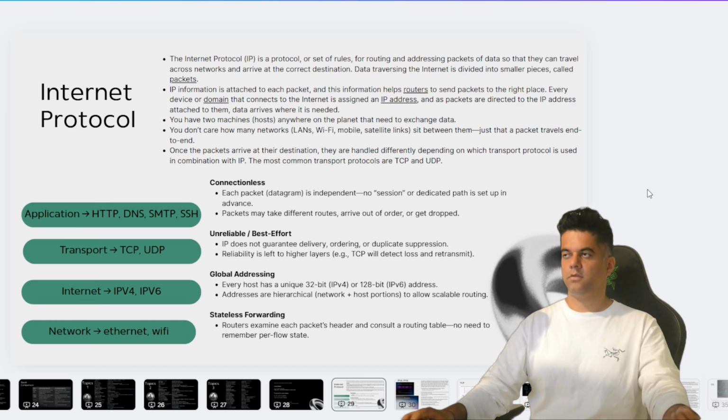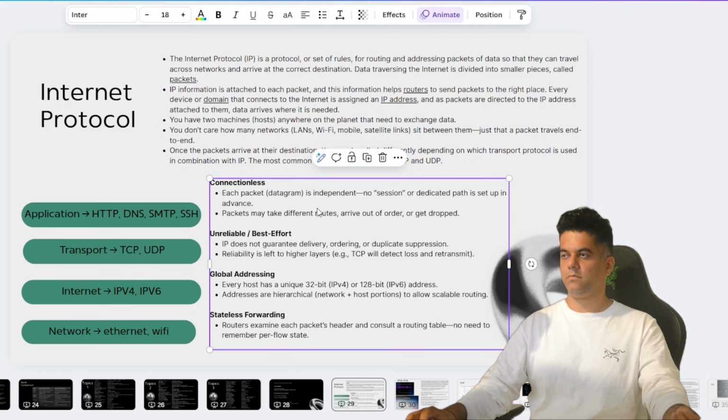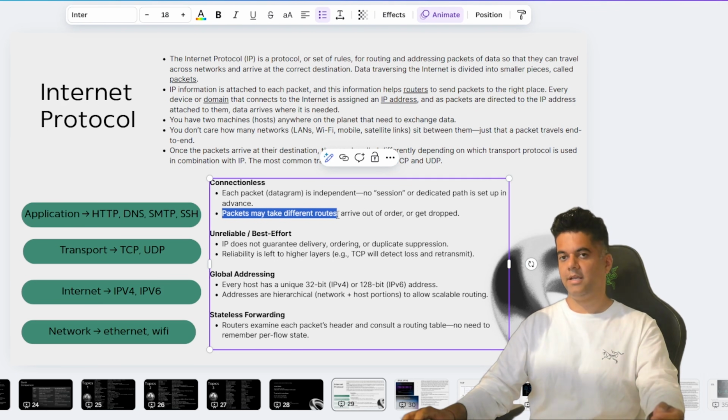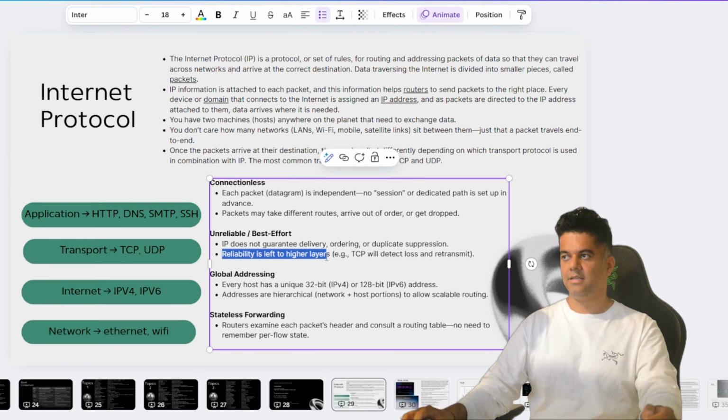All right. So let's take a look at the slide. What you need to know is the Internet Protocol is connectionless. Each of the packets is independent and no session or dedicated path is set up in advance. Now, packets can take different routes. They don't have to hit the exact order of the routers on their way. They can also arrive out of order, and some of the packets can also get dropped. And the Internet Protocol does not guarantee delivery, ordering, or duplicate suppression. Reliability is left to the other layers like TCP, for example.